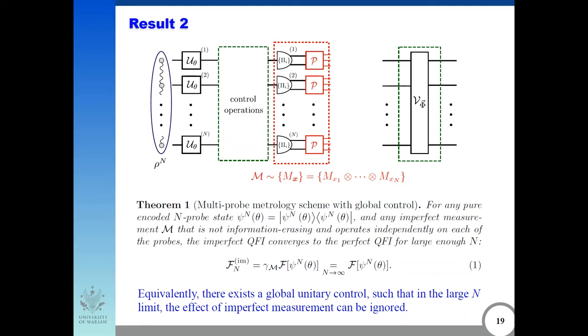Gotcha. So in this result, you go beyond this classical noise model. It can be any POVM, in fact, unless it's trivial. So as long as it still operates independently, in other words, it has to be of this tensor form. Yeah. Any separable POVM which is not trivial.